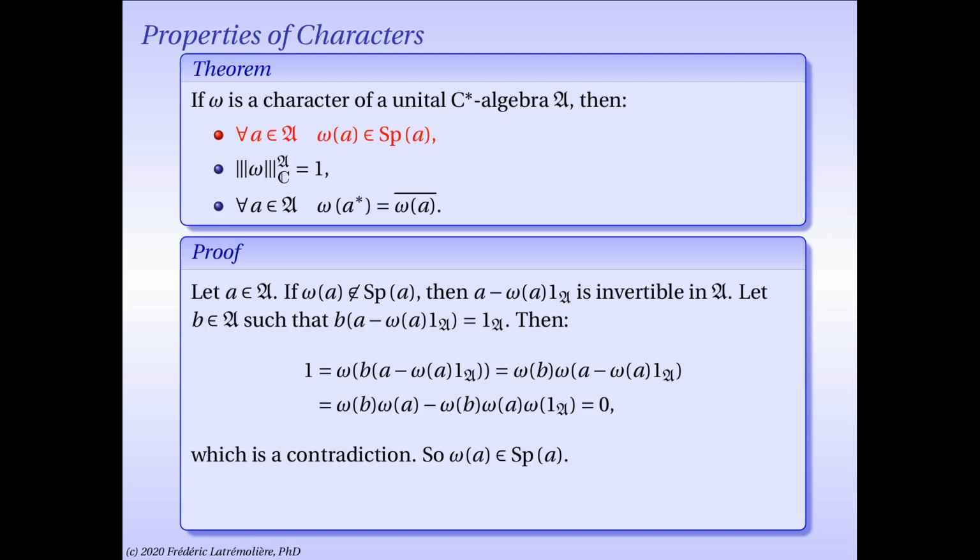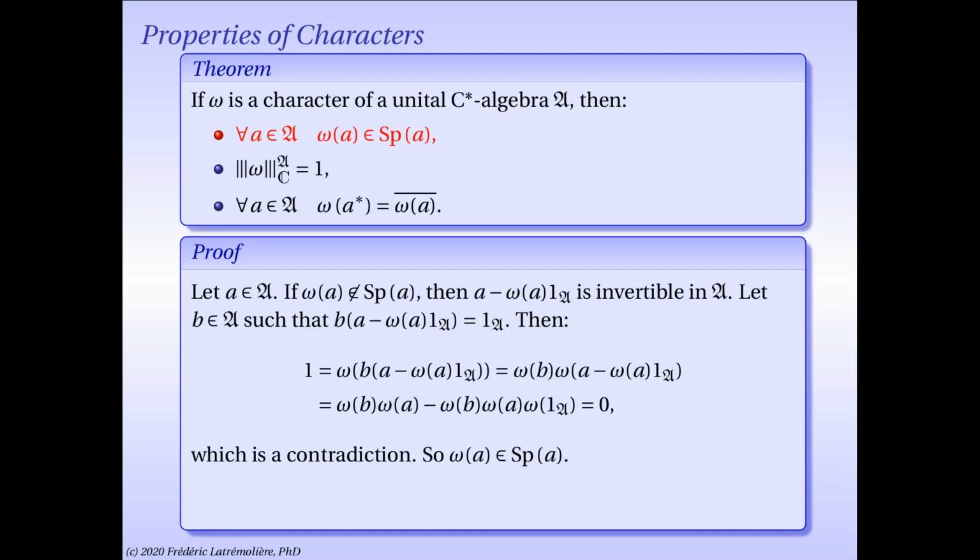So let's pick an inverse. Well, the inverse is only one, call it B. So we have thus a B, so that B times (A minus omega of A times the unit) is equal to the unit. But then we can apply the character omega to this equality on both sides, remembering that a character assigns 1 to the unit of our C-algebra, so we get that 1 is equal to omega of B times (A minus omega of A times the unit of the C-algebra).